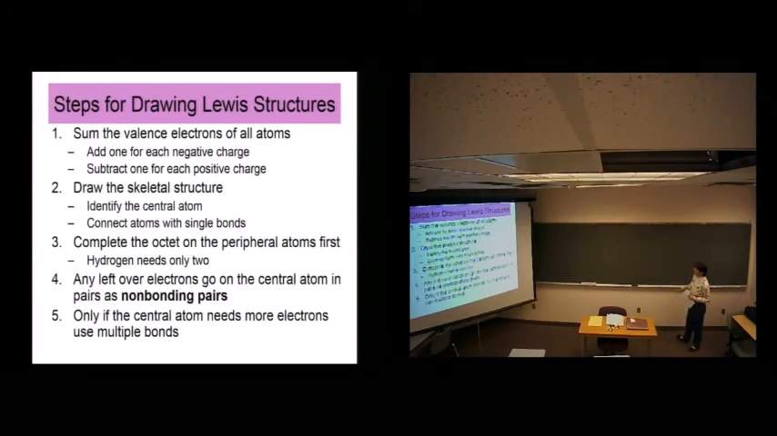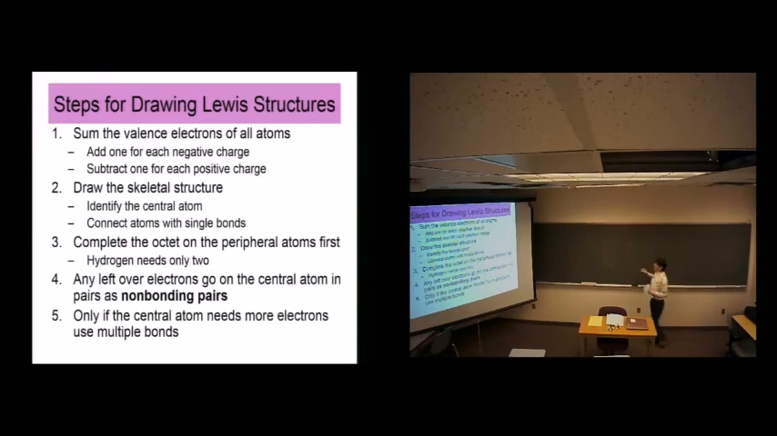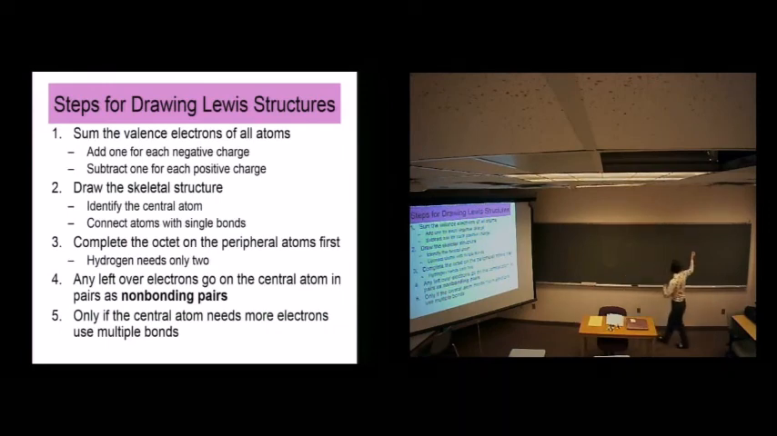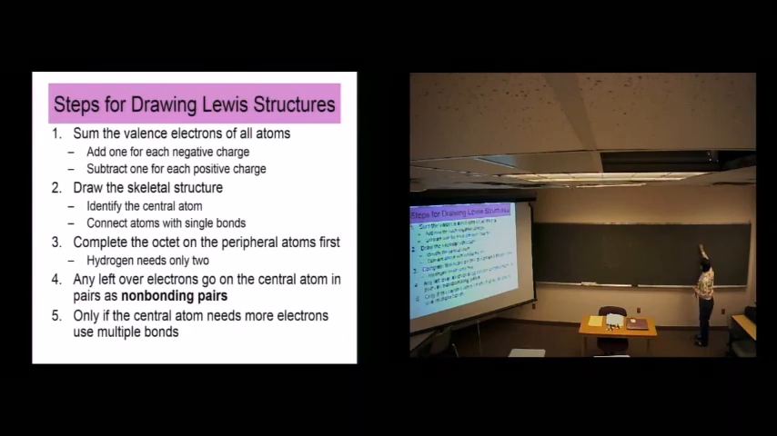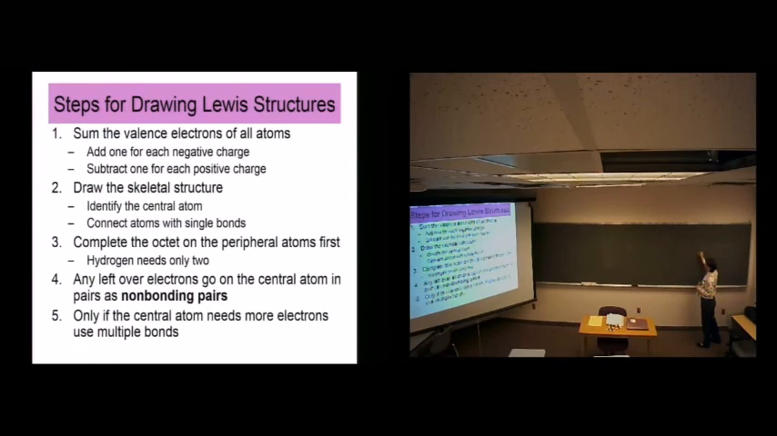Now, I'm going to connect them with bonds. Every bond uses how many electrons? 2. So I've got 2, 4, 6. So I've used 6 electrons. So let's keep our tally going. 26 individual electrons minus the 6 individual electrons in bonds. So we're going to do bonds. And then that gives me what? 20 electrons to work with?